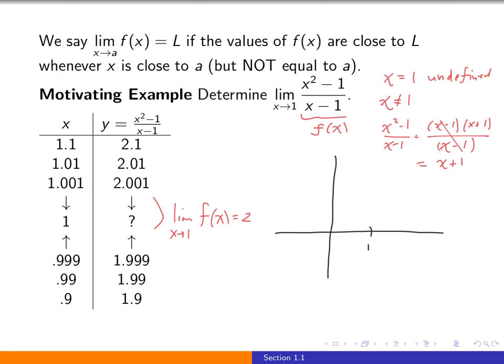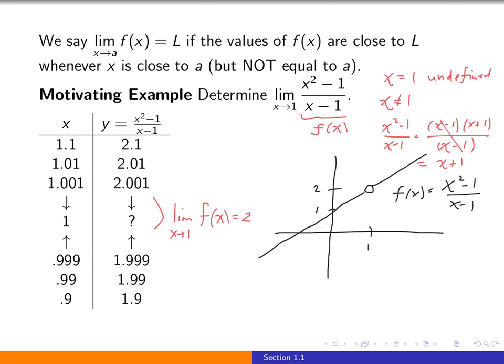So when x is not equal to 1, our function is defined as x plus 1. So x plus 1 would be a line of slope 1 with y-intercept 2. If we sketch this and leave an open dot at x equals 1, this would correspond to the graph of the function f of x equals x squared minus 1 over x minus 1.